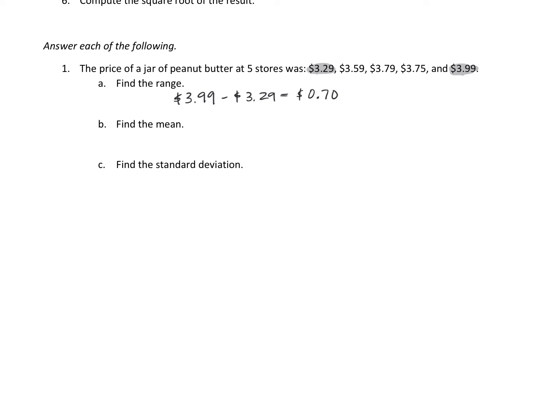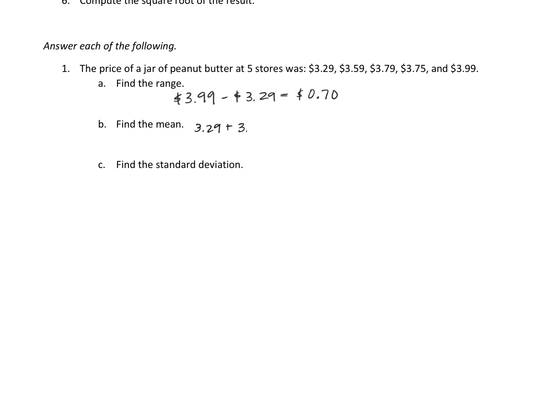So the range, as long as you know how to do it, is very easy. You just subtract. No problem there. Okay, find the mean. So remember that the mean is the sum of all the data values divided by the number of values that you have. So we're going to add up all of our prices.